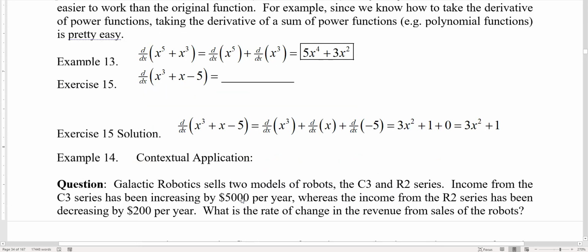Okay, here's a contextual application. Galactic Robot sells two models of robots, the C3 and R2 series. Income from the C3 series has been increasing by $500 per year, whereas the income from the R2 series has been decreasing by $200 per year. What's the rate of change in the revenue from the sales of the robots?